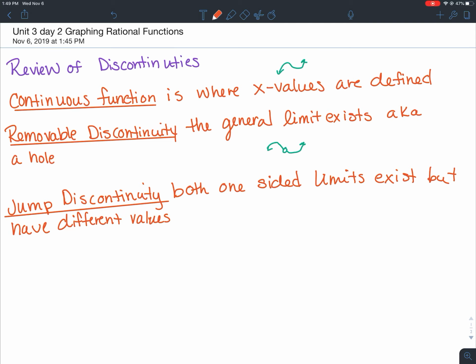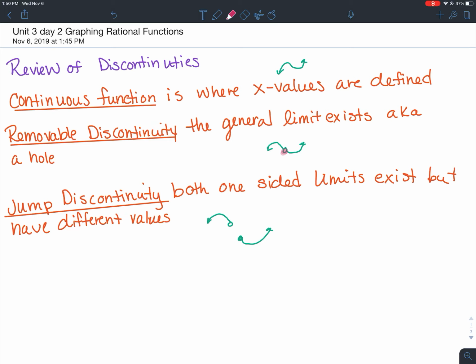So a jump discontinuity, if you were looking at a graph, it might have a hole, but then it jumps down to somewhere new. So I can't fix this graph, so it's not removable, if you can't fix it by just filling in that hole. With removable, I could just fill that hole right there in. But if I filled in this hole, that doesn't fix anything. So jump is when you can't fix it and they equal different values with the one-sided limits, and removable is you can fix it by putting in that hole.